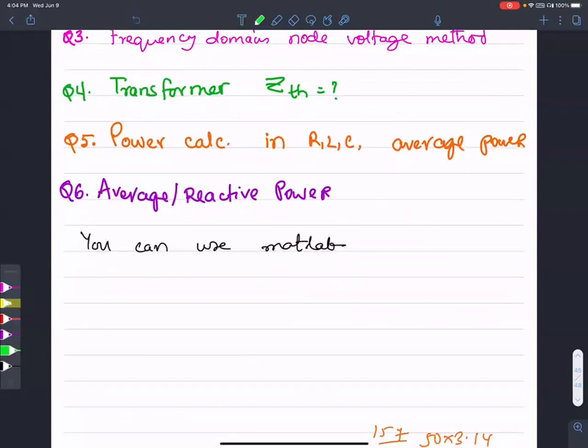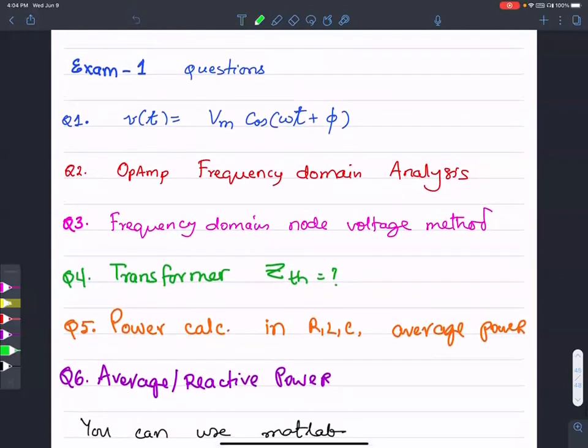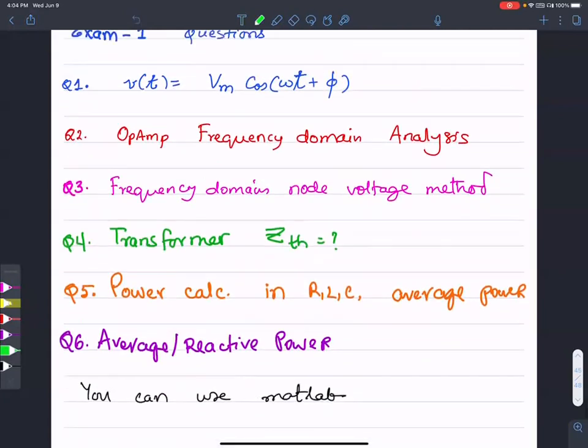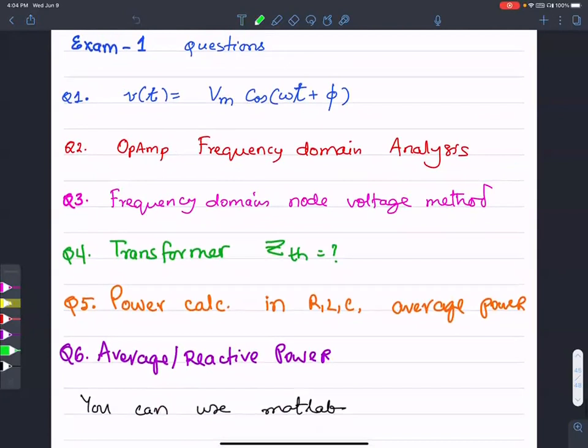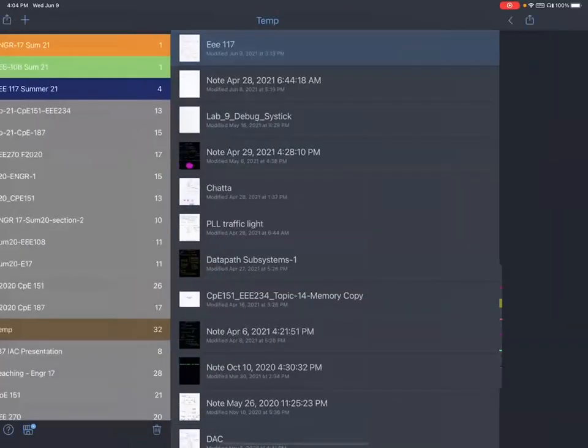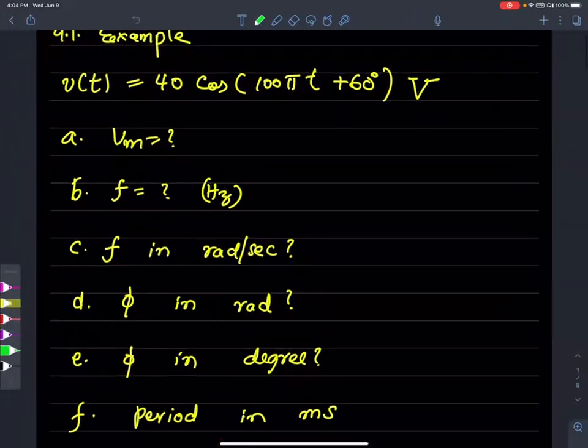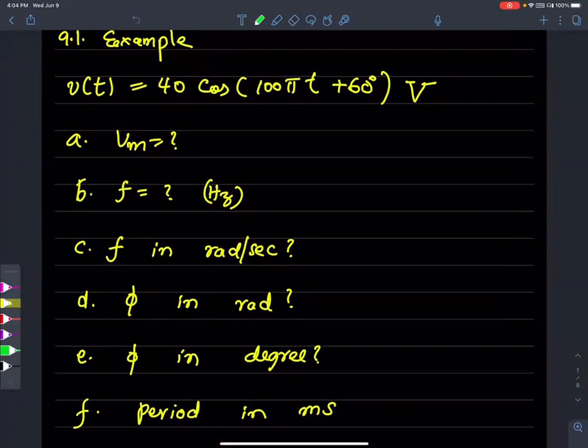Then there are power calculations in frequency domain. Okay, complex power. There is average power, there is reactive power, and problems relating to that. My hope is that by talking about these problems, going over examples today, we cover most of the fundamentals that we should have picked up so far before the exam. Okay, let's see. I prepared a little bit of a cheat sheet for you. So we'll go over some example problems.